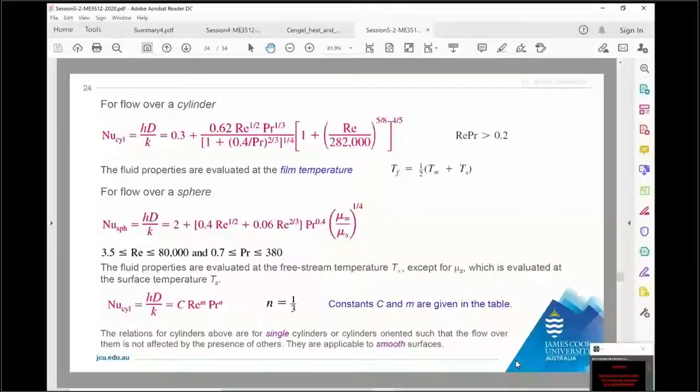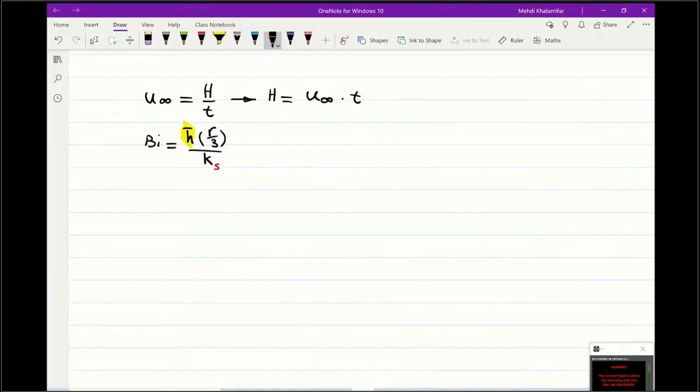So, okay, here, this is for a cylinder. The second one is for a sphere, and this is the formula: 2 plus some terms including the Reynolds number, Prandtl number, and these viscosities. And this is the range for this formula. We must have the Reynolds number in this range and the Prandtl number in this range to be able to use this. Let me write this formula first.